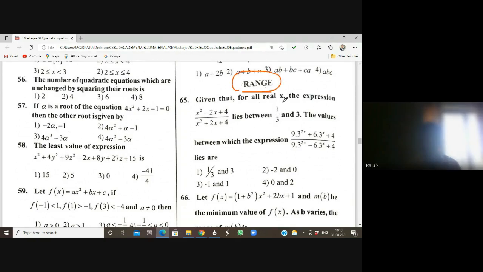Range, like it is a function clearly. So you're given that for all values of x, this expression lies between 1 by 3 and 3. Then the values between which the expression lies, that is the range of this expression. They are asking the range of this expression with the help of this expression.